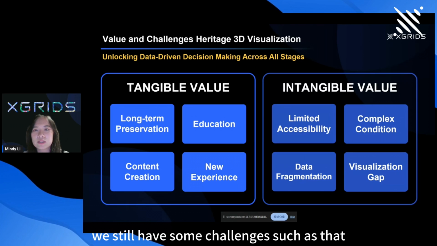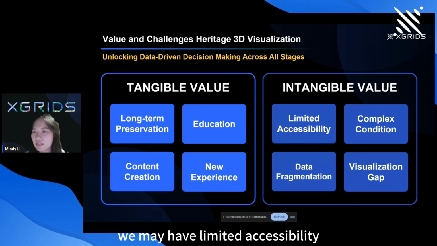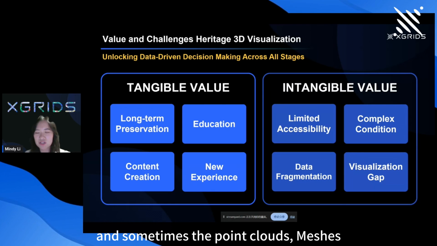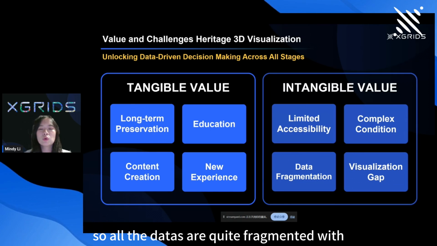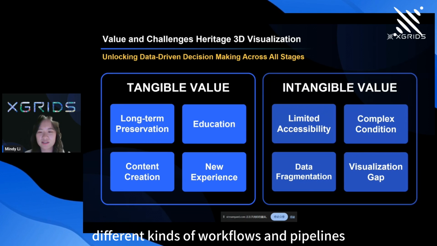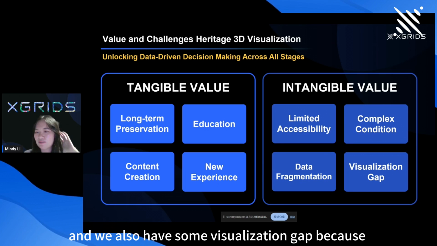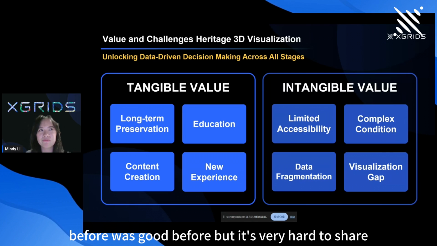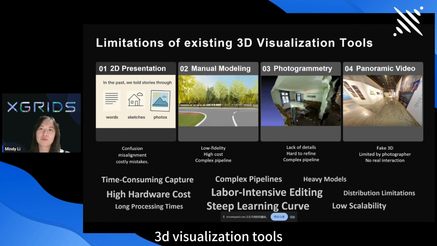But these days, we still have some challenges. For some heritage and historic buildings, we may have limited accessibility, and they always have complex conditions. And sometimes we have point clouds, meshes, 360 videos, photos, and 3D Gaussian splatting today. So all the data are quite fragmented, with different kinds of workflows and pipelines. People want to visualize all different perspectives at one time. We also have a visualization gap, because mesh was good before, but it's very hard to share. So today we also see some limitations of the existing 3D visualization tools.